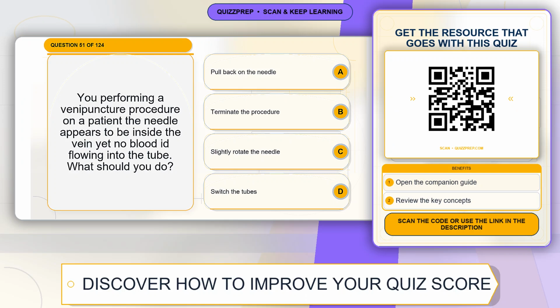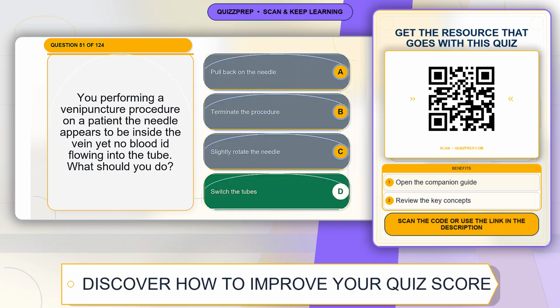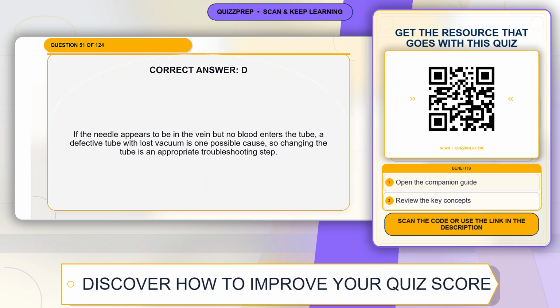Question 51. You are performing a venipuncture procedure on a patient. The needle appears to be inside the vein yet no blood is flowing into the tube. What should you do? Option A, pull back on the needle. Option B, terminate the procedure. Option C, slightly rotate the needle. Option D, switch the tubes. The correct answer is option D, switch the tubes. Explanation. If the needle appears to be in the vein but no blood enters the tube, a defective tube with lost vacuum is one possible cause, so changing the tube is an appropriate troubleshooting step.